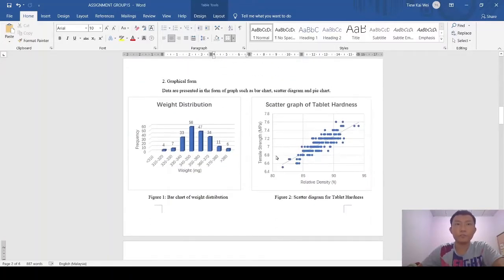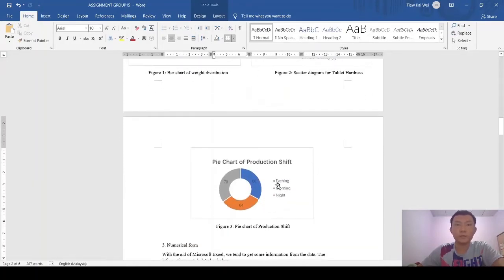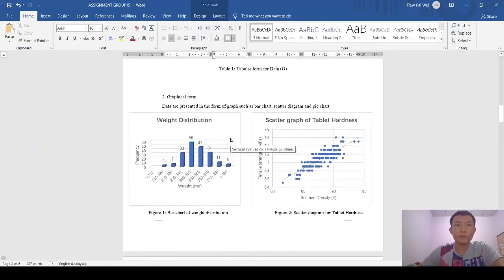For graphical form, I have summarized the data into 3 different graphs, which are bar chart, scatter diagram, and also pie chart. For bar chart, we can clearly see the distribution of the weight. It actually follows the normal distribution, where the shape of the graph is likely a bell shape.